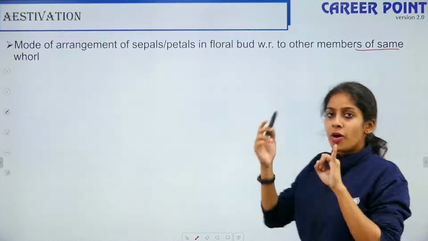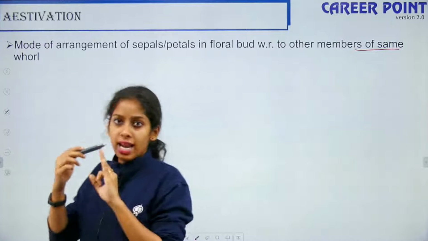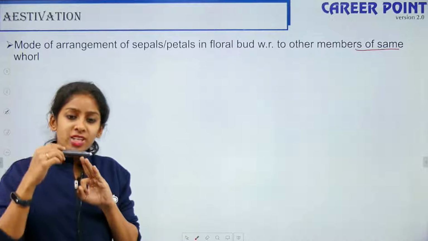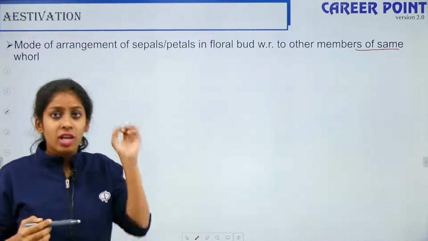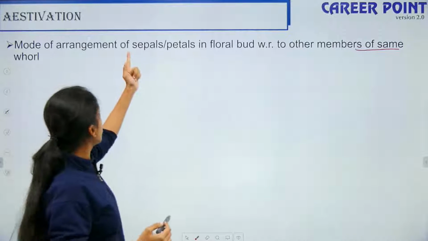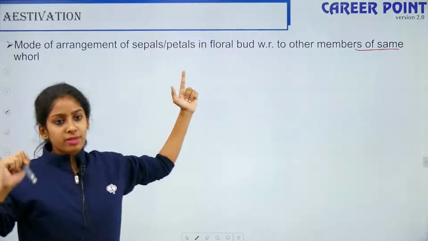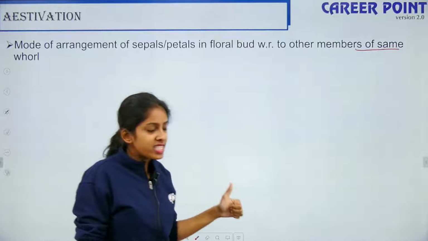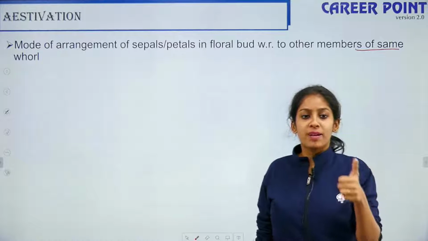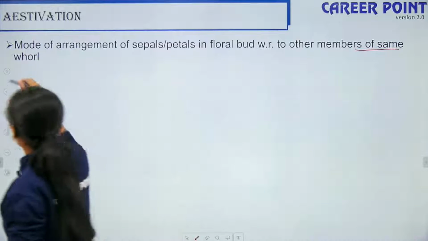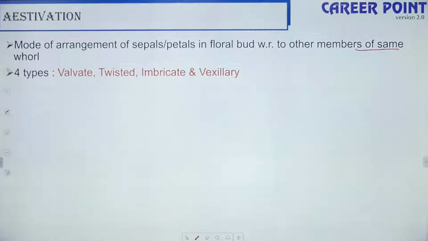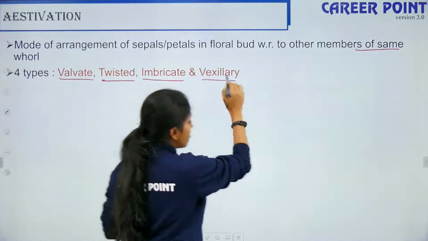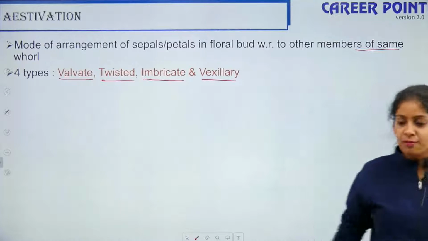So we spoke about hypogynous, perigynous and epigynous based on the position of the gynoecium. Now based on the arrangement of your sepals and petals, we are going to talk about aestivation. So aestivation is based on the arrangement of petals or sepals. So we have four types of aestivation: valvate, twisted, imbricate and vexillary.